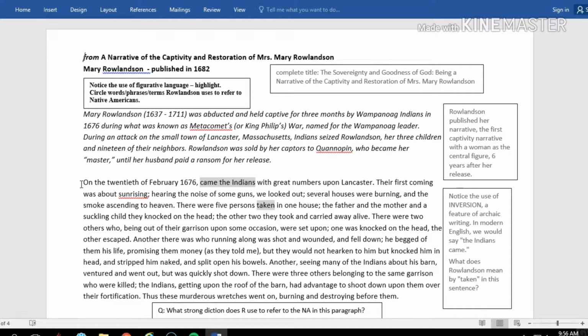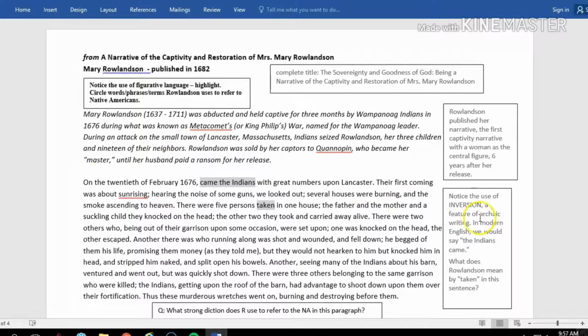Another, seeing many of the Indians about his barn, ventured and went out, but was quickly shot down. There were 3 others belonging to the same garrison who were killed. The Indians, getting upon the roof of the barn, had advantage to shoot down upon them over their fortification. Thus these murderous wretches went on, burning and destroying before them.